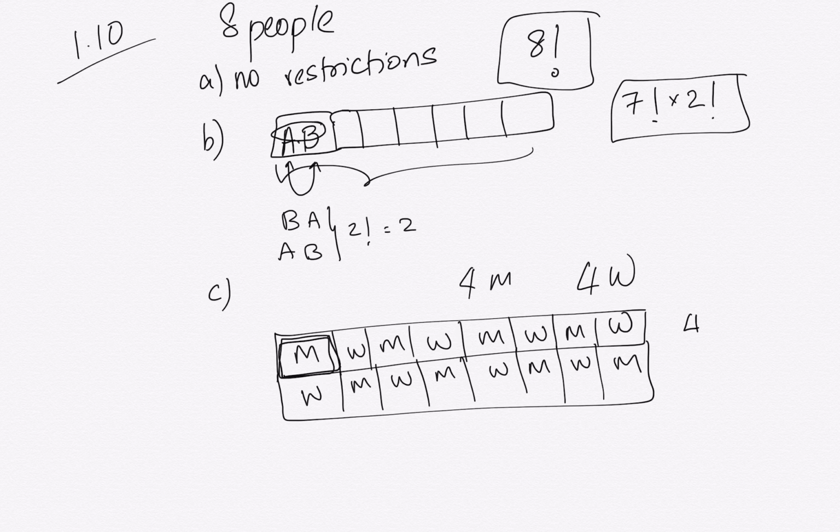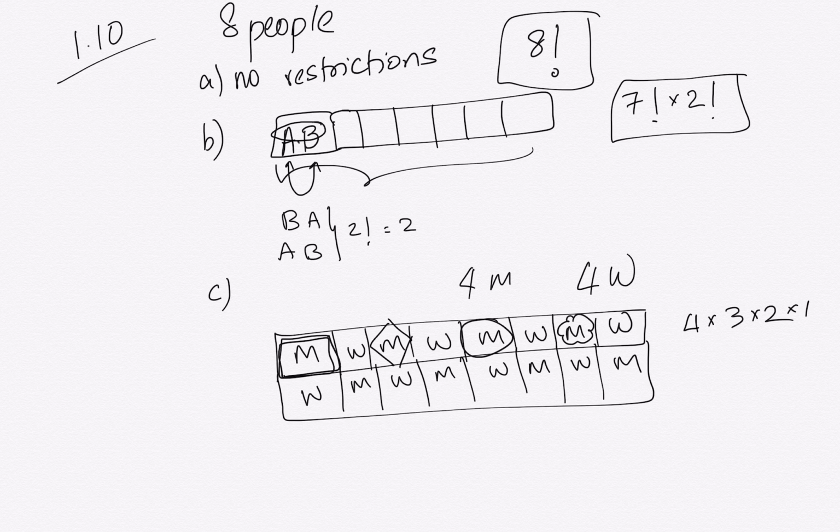There's 4 choices. How many choices for the second spot? There's 3. How many choices for the third spot? There's 2. And how many choices for the last spot? There's 1. Okay, now let's take a look at the women.